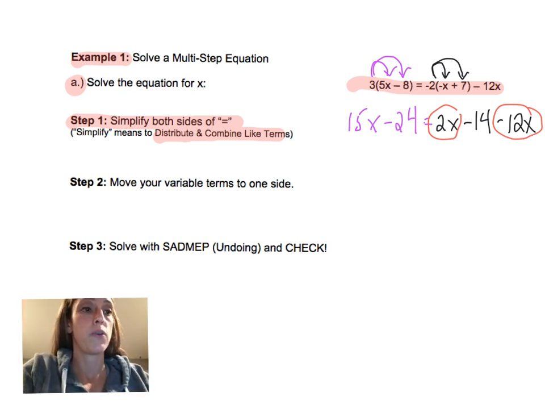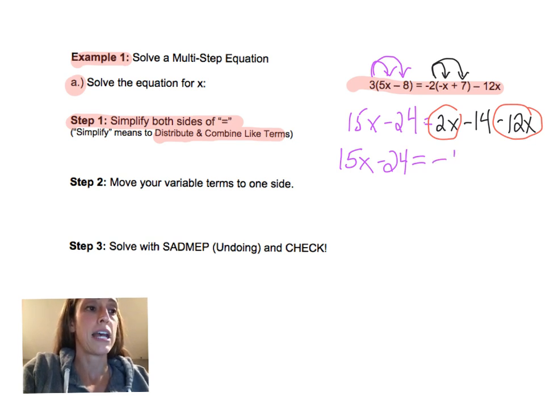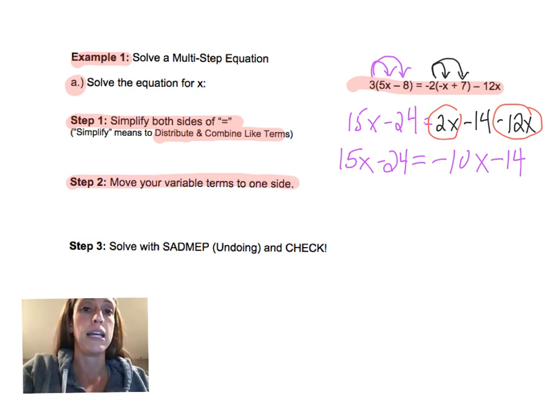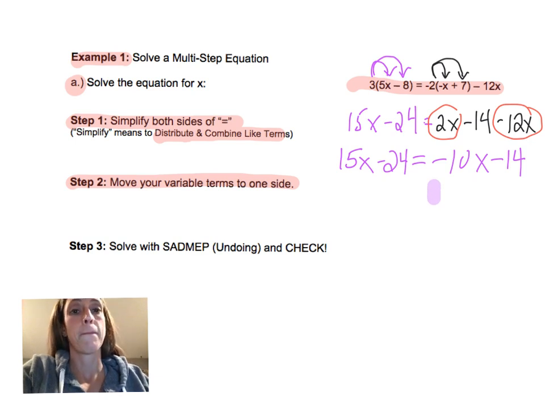So what's in purple stays in purple. We got 15x minus 24 equals, and then 2x and negative 12x gives me negative 10x minus 14. Next thing I normally do is, and you'll go ahead and jot this down as well, I always move the variable term to one side. So I'm thinking most of you would look at your variable terms here.